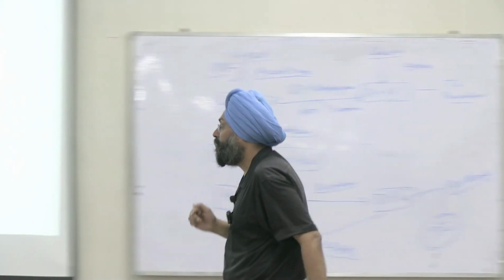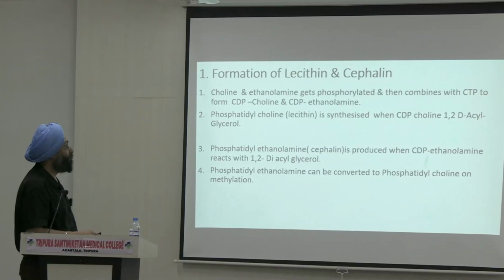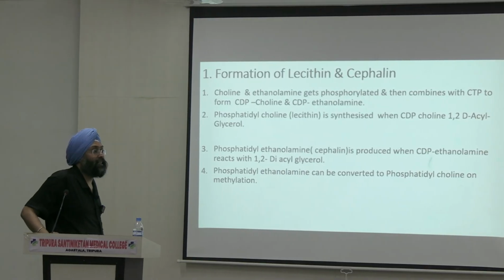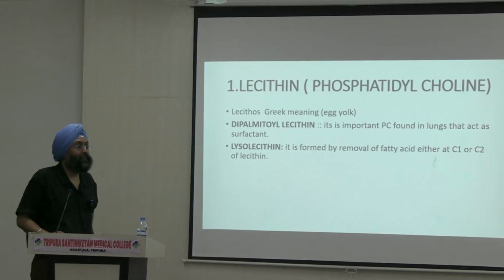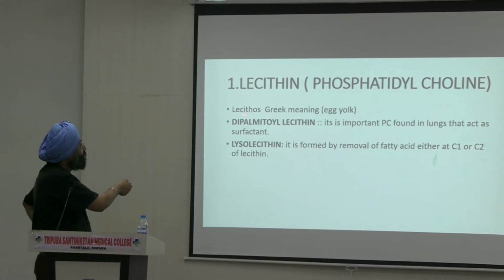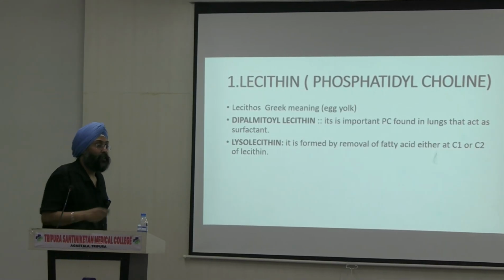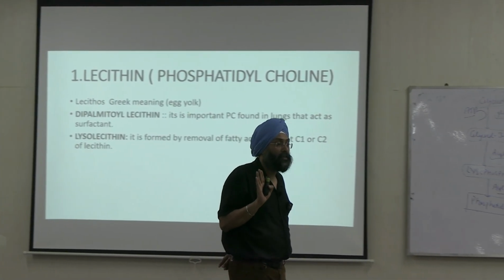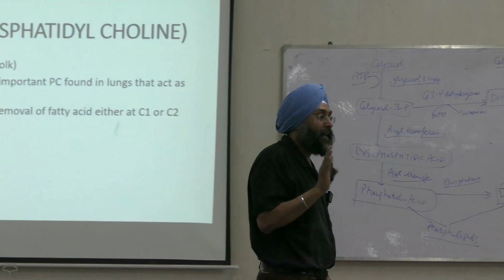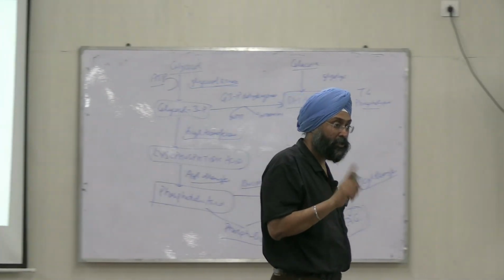Now we start with phospholipid synthesis. First we start with synthesis of lecithin and cephalin. What is lecithin? I told you lekithos in Greek means egg yolk. The yellow part of the egg is a richer source of this phospholipid. And it has a very good role in fetal lung maturity.